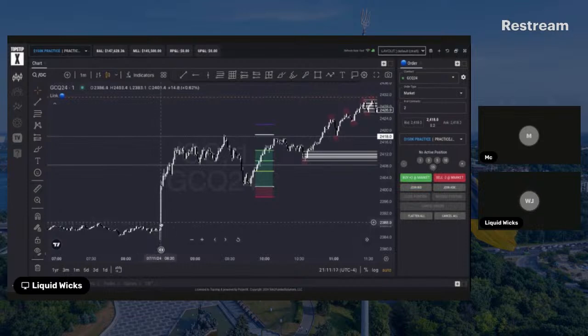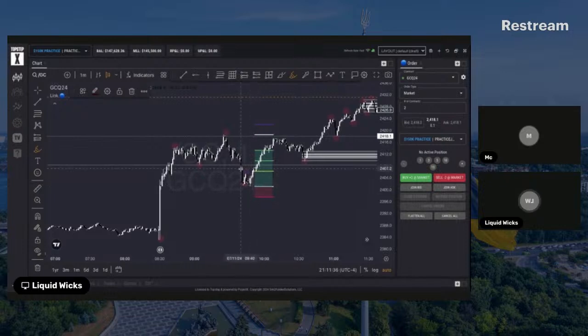This was CPI. Had this low, put in this high. Consolidated for a little bit, broke out, pulled back. And once we broke about, yeah, right over here.